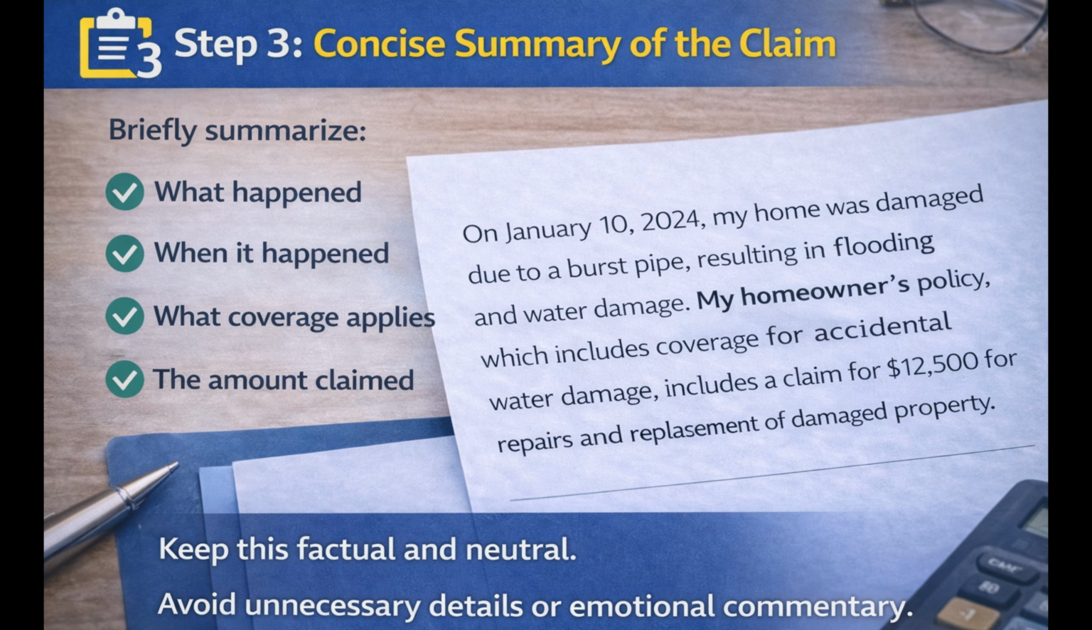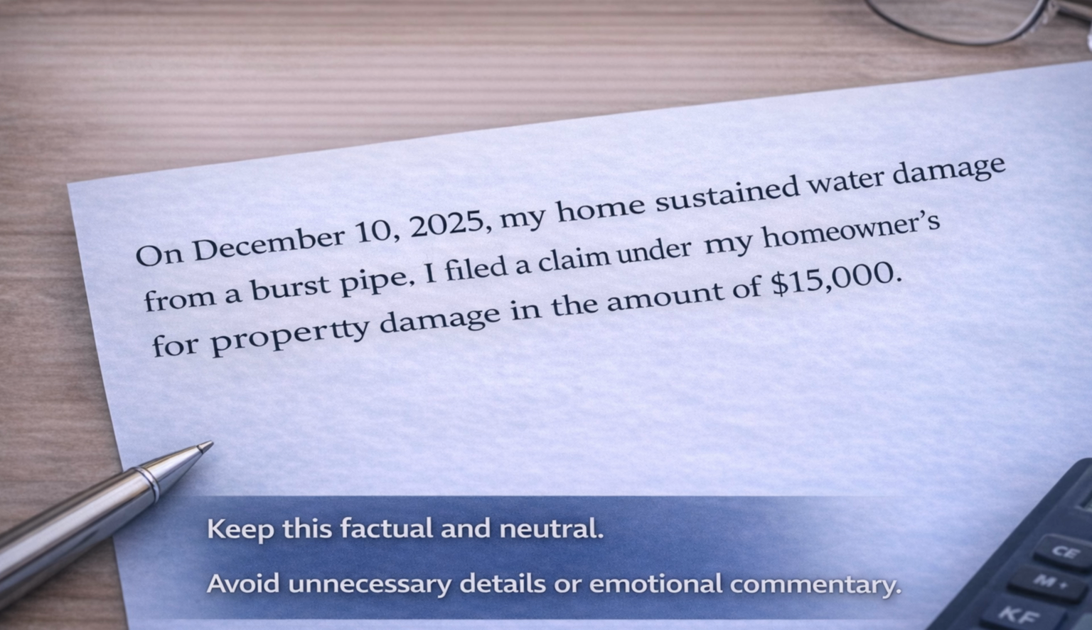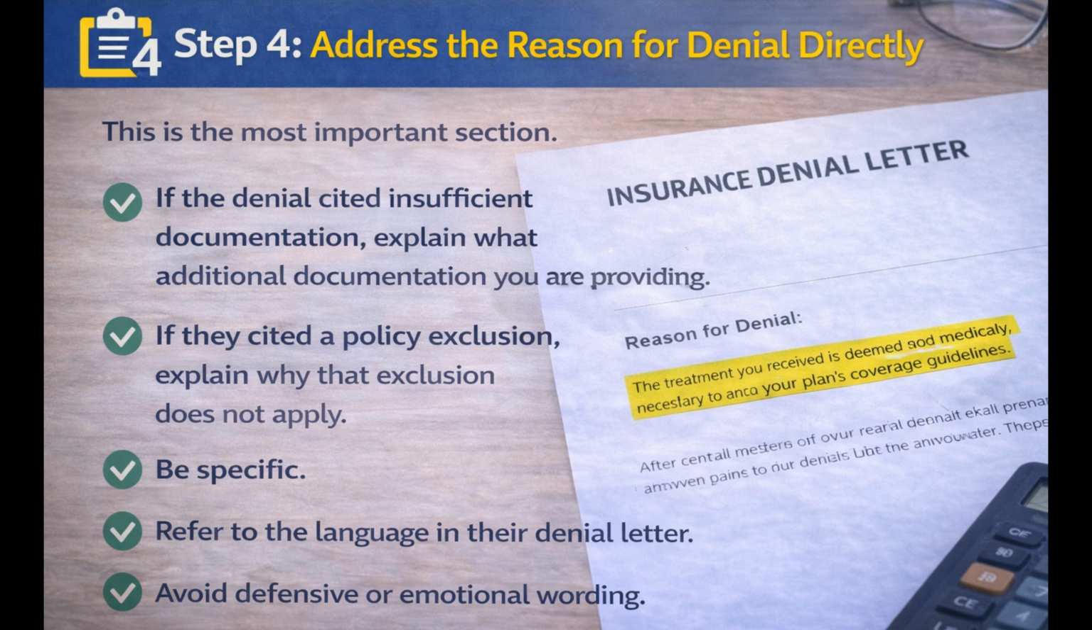Step 3. Concise summary of the claim. Briefly summarize what happened, when it happened, what coverage applies, and the amount claimed. Keep this factual and neutral. Avoid unnecessary details or emotional commentary. For example, "On December 10, 2025, my home sustained water damage from a burst pipe. I filed a claim under my homeowner's policy for property damage in the amount of $15,000." Clear, simple, professional.